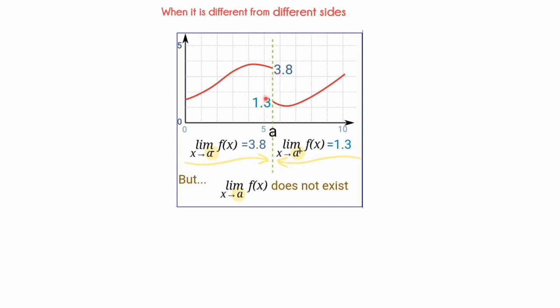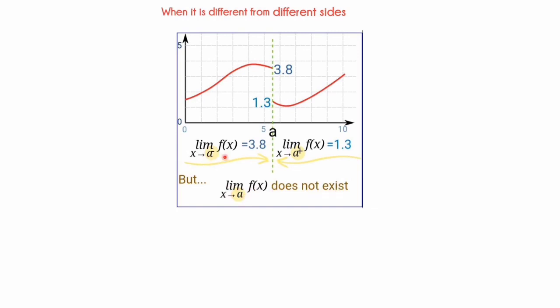Like in the first slide, where we discussed the case of 2. Here in the left hand side it is approaching 3.8, and in the right hand side the value is approaching 1.3. That means the limit as x tends to a minus, the left hand side limit, equals 3.8, and the limit as x tends to a plus, the right hand side limit, of f of x equals 1.3. So both sides are not coinciding. That means the limit as x tends to a of f of x does not exist.